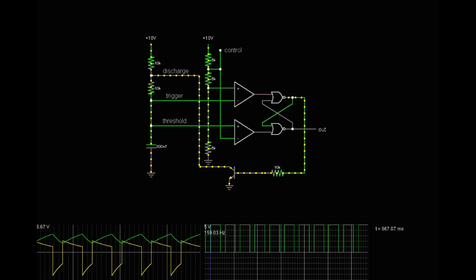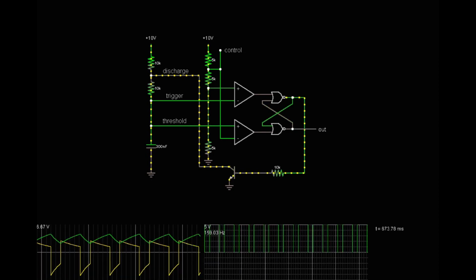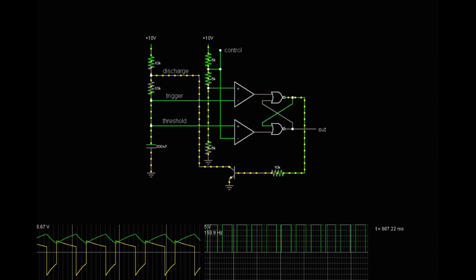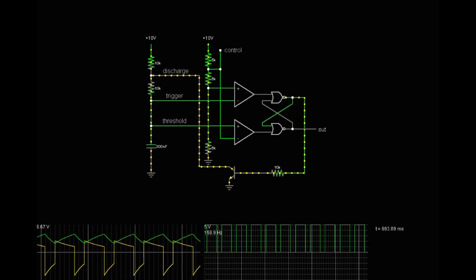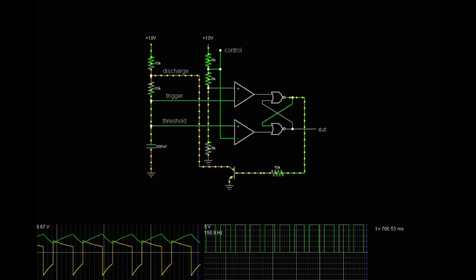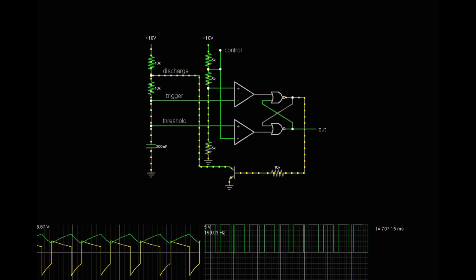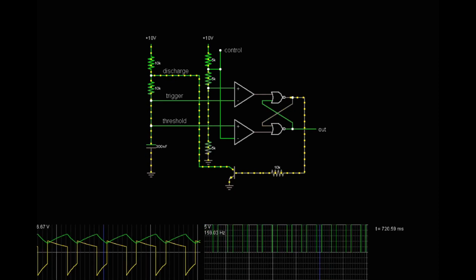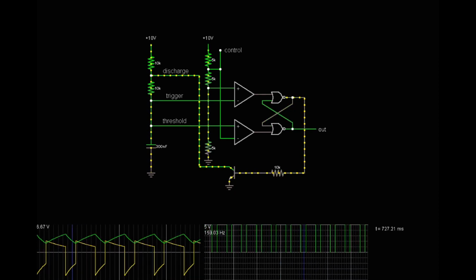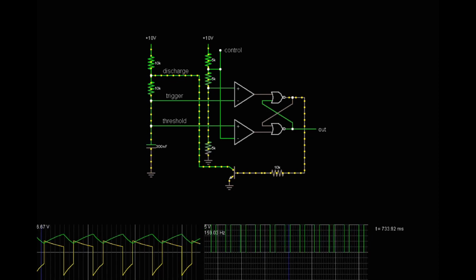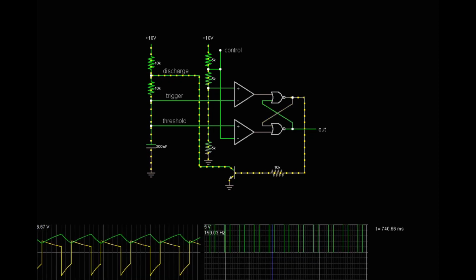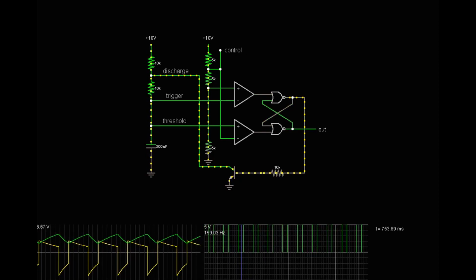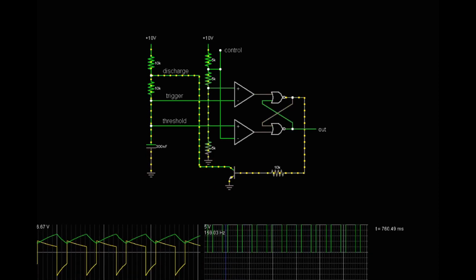5. Control input. This pin provides access to the internal voltage divider, 2/3 VCC by default. By applying a voltage to this pin, the timing characteristics can be changed. In astable mode, this pin can be used to frequency modulate the output state. If this pin is not used, it should be connected to a 10 nF decoupling capacitor between this pin and GND to ensure electrical noise doesn't affect the internal voltage divider.